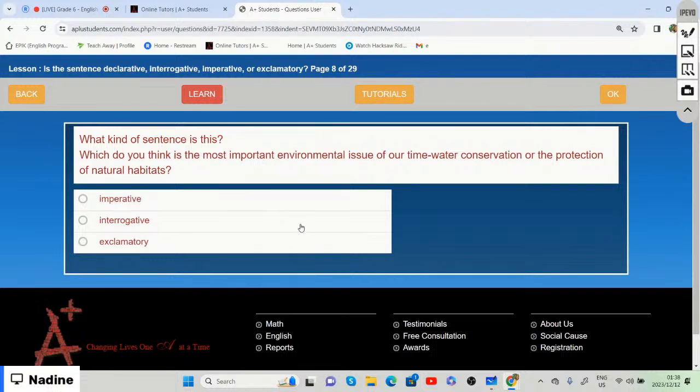So, which do you think is the most important environmental issue of our time, water conservation, or the protection of natural habitats? Is this an imperative sentence? Is this an interrogative sentence? Or is this an exclamatory sentence? And it ends with a question mark.